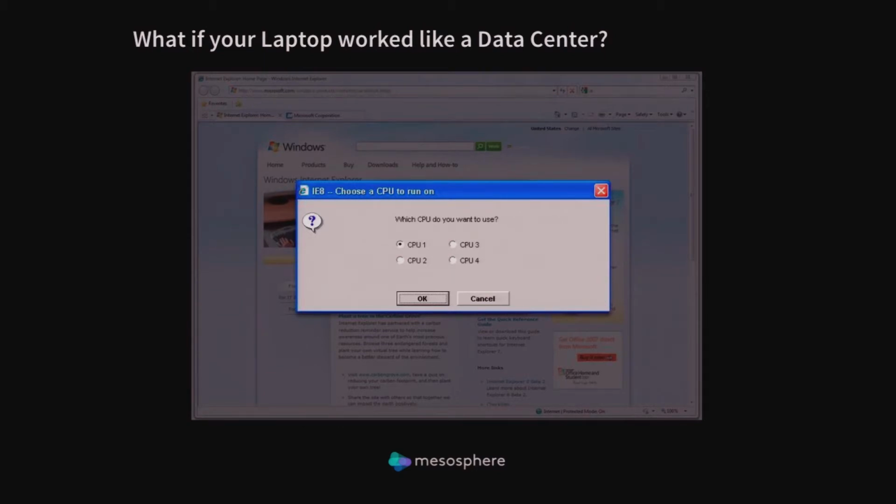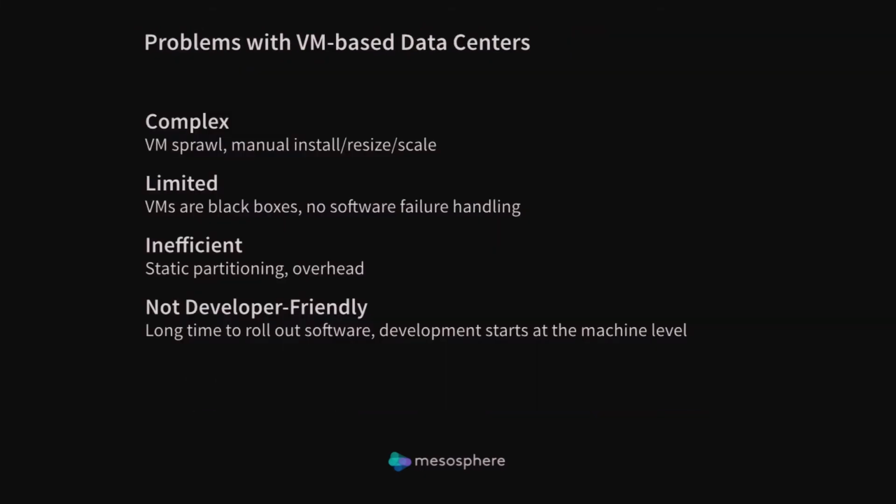Now, to spell out the problems with VM-based data centers as we run them today, they're fairly complex. We get something called VM sprawl, which is if you start with 100 machines and you put VMs on them, you end up with 400 or 500 things that also look like machines and that you need to manage. So it increases the complexity quite a bit. And as we said earlier, you need to manually install your applications, resize them, scale them up and scale them down.